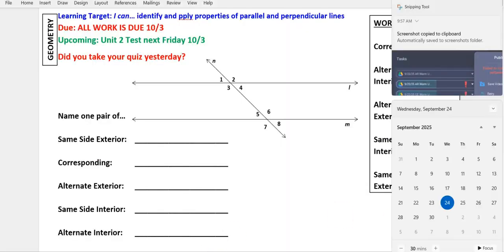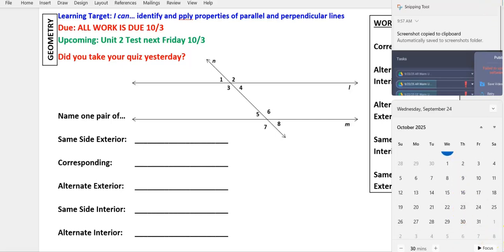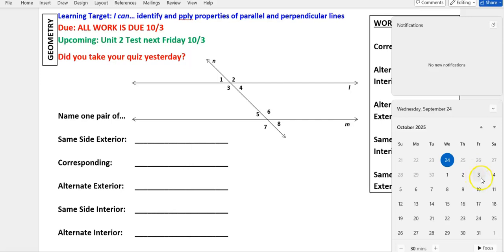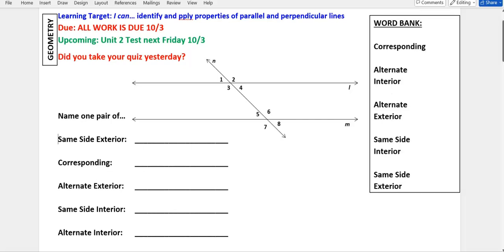Here we go. So yes, the end of the grading period is the 9th. So all grades are going to be due next Friday. You're going to have a test next Friday. That's Unit 2. So we need to get into what we're learning for Unit 2. This is part of what we've been learning for Unit 2. And so let's remember how to do this.